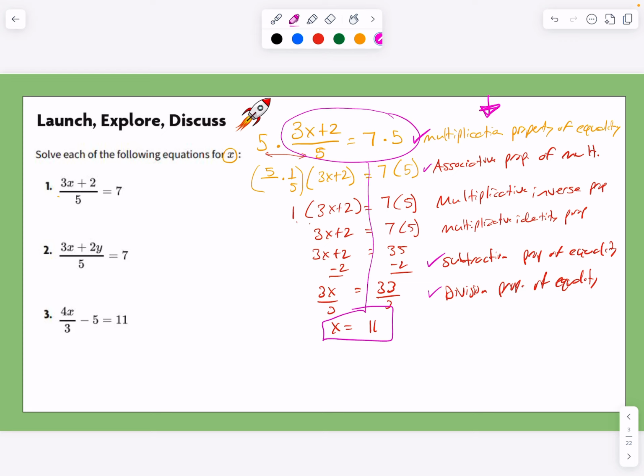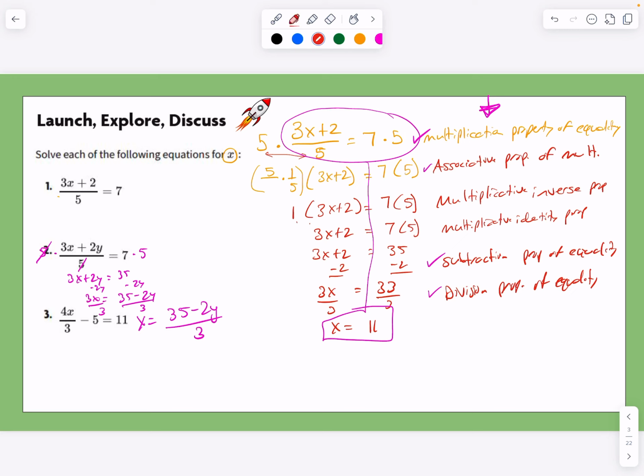Number 2, if you wanted to solve for x here, I'd multiply both sides by 5 again. So you end up with 3x plus 2y equals 35. I'd subtract 2y from both sides, so I end up with 3x equals 35 minus 2y. Then I'm going to divide everything by 3 so that x equals 35 minus 2y, divided by 3. It's a little bit uglier, so to speak, but it does definitely work. It just doesn't come out as pretty as x equals 11, but that's all right. That's how it works sometimes.